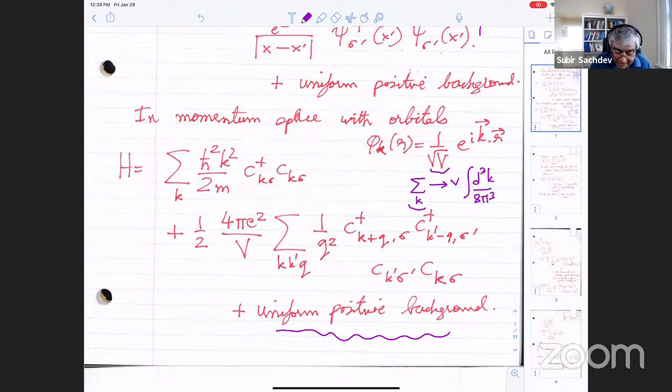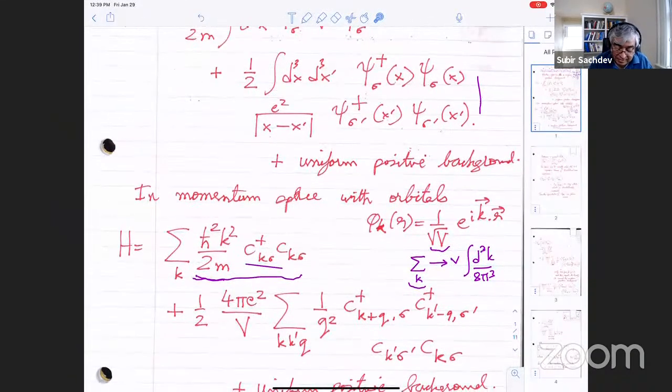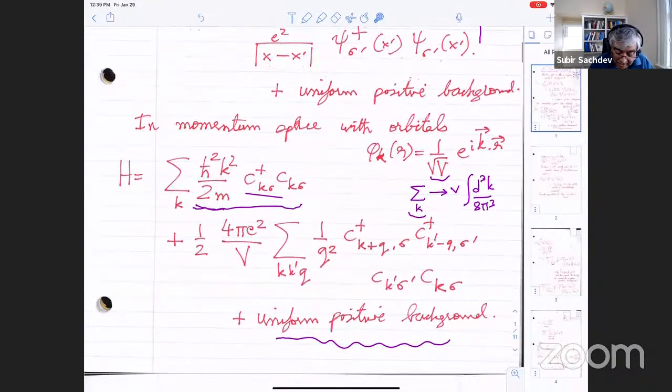Okay, so this is the kinetic energy. This makes complete sense. It's diagonal now, so no problem. You just take the number of particles with momentum k and multiply them by h bar squared k squared over 2m, and you sum over spins. Okay, now what is the Fourier transform? When you compute the matrix elements, you get the Fourier transform of the Coulomb interaction. And in 3 dimensions, the Fourier transform of 1 over x is 4 pi over q squared, where q is the momentum.